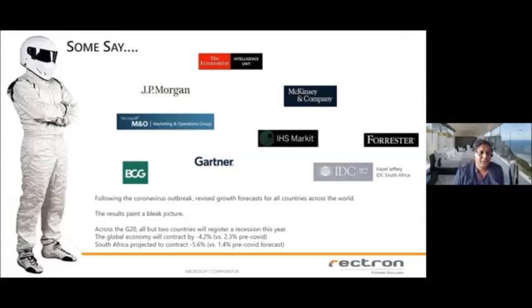The G20 countries, all but 2 countries, are actually going to register a recession. So we're not immune to any of those challenges. And in South Africa, they're projecting to contract at least negative 5.6% on GDP growth. And that in itself really sets the stage for a challenging year, no question.